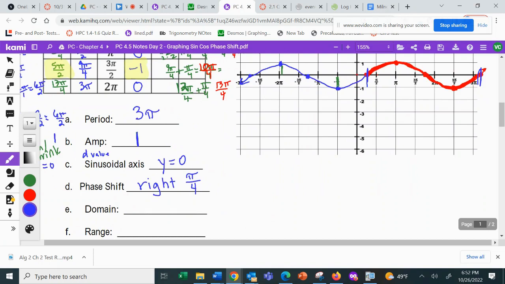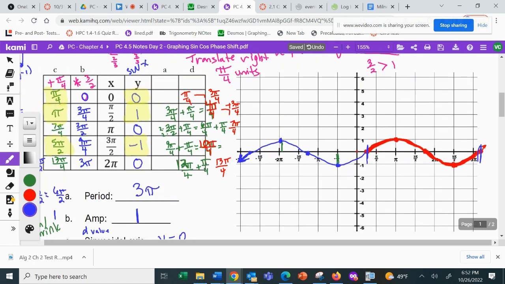Domain is all the x's and all the y's. We're doing this in interval notation. So when I talk about this arrow going and we keep repeating this pattern over and over again, your domain is going to be negative infinity to positive infinity. Remember, we have parentheses for infinities always.